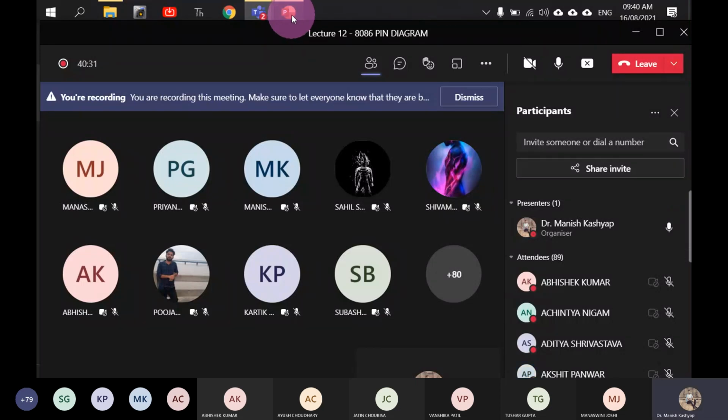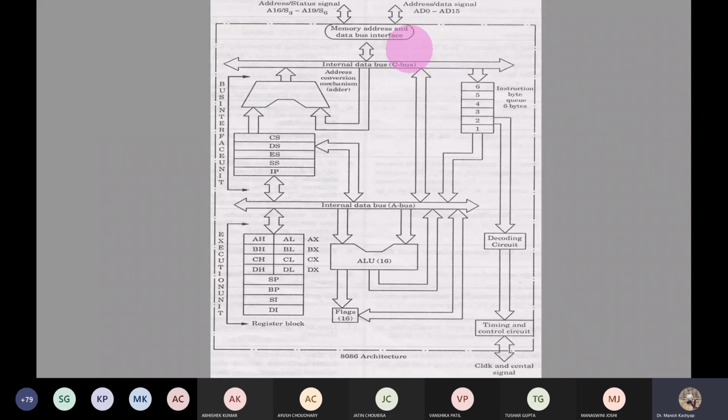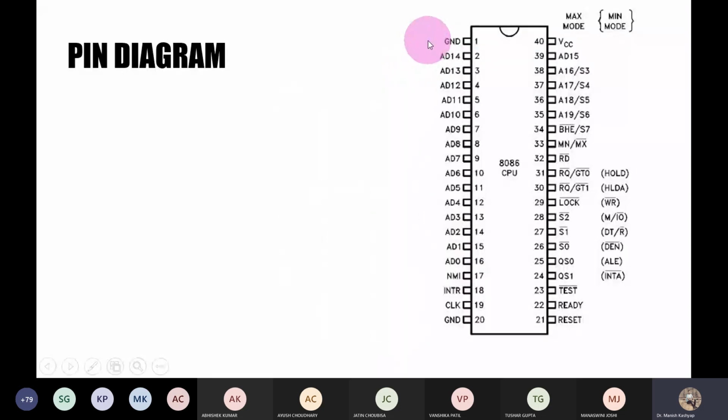Okay, so I will again tell you what ALE means. This ALE pin's purpose is, as the name suggests, to latch something: address latch enable. And what does it latch? It latches the addresses.